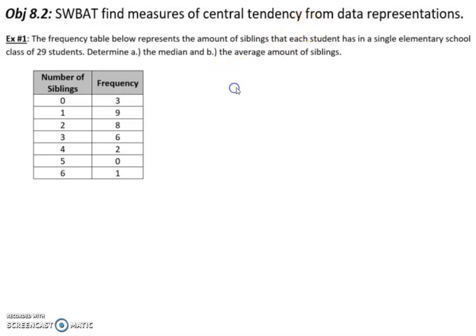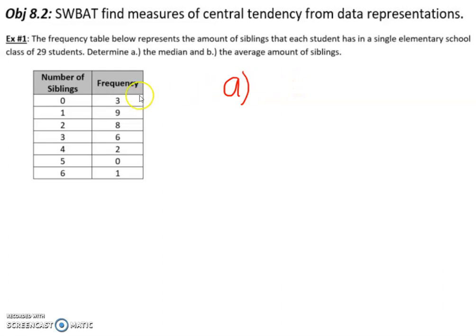For part A, we first have to know what it is asking us. The median is the middlemost number. It's the middlemost amount of siblings that a student in this class has. So in the past, what you could do is list out all the siblings from least to greatest, and the one that is in the exact middle would be your median. Now, sometimes the amount of data points we have is just too big to do that. And even if it's not too big, there's a quicker way.